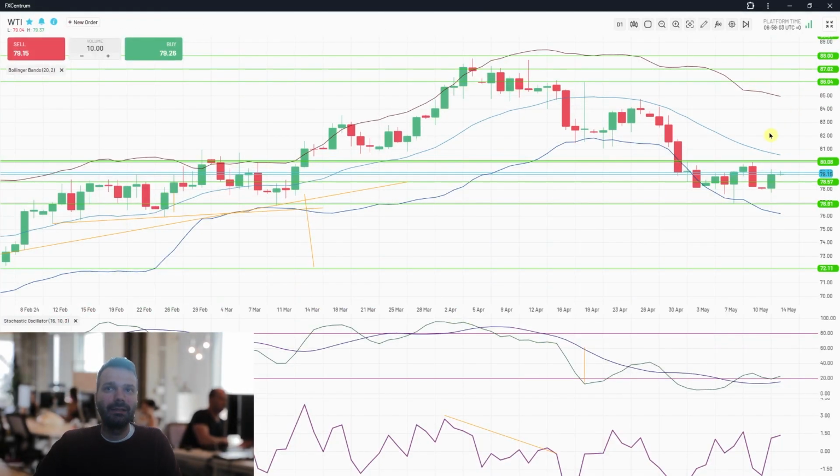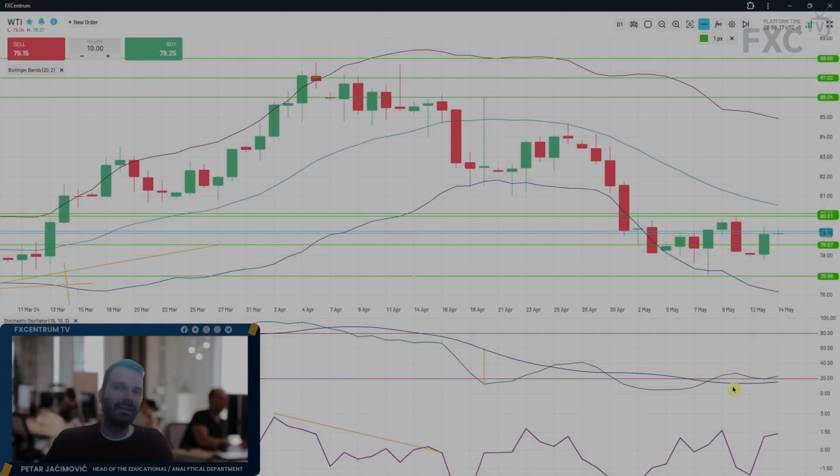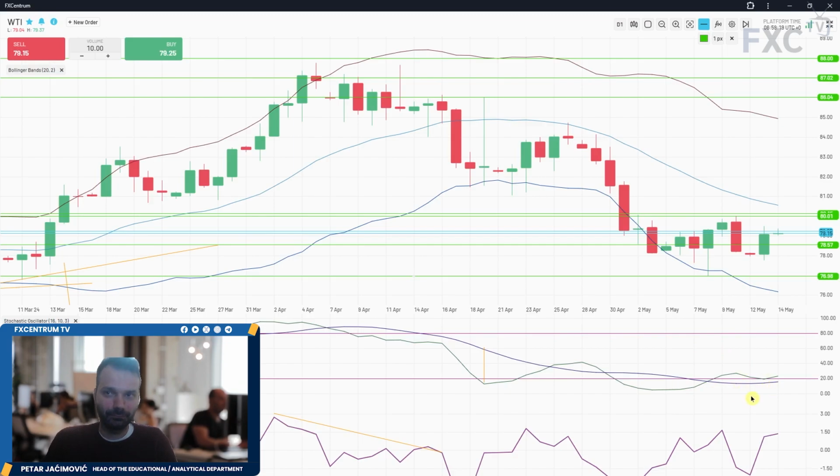WTI, so we can see the consolidation is still in progress. So resistance is set at the 80 mark, and support, I will say this pin bar low at the 77 mark, let's say. Now, in terms of the stochastic oscillator, there were a slow and fast line around the 20 level. And now the fast line is above the slow line, and the slow line is sloping slightly to the upside. Rate of change is basically just around the 1.5 mark.